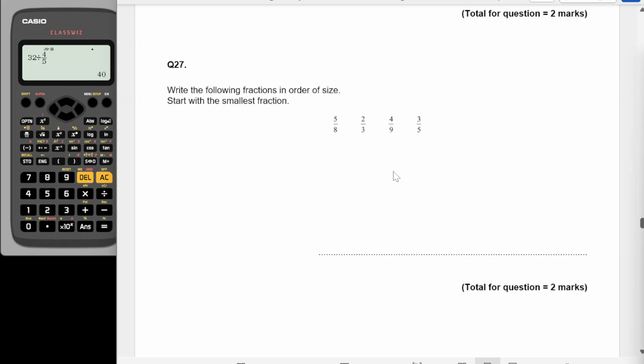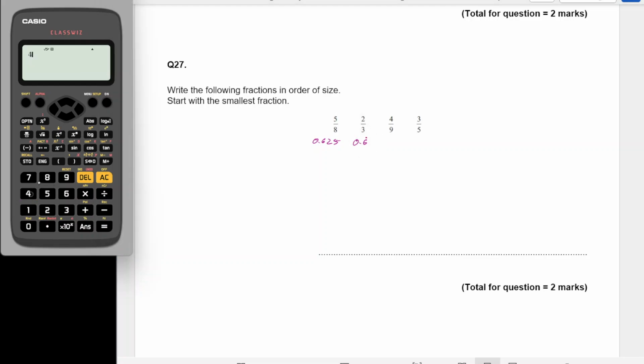Okay, 27. Write the following fractions in order of size, starting with the smallest. So we had a similar question to this earlier. I would do it the same way. So I'd write them all as decimals, convert them to decimals, fairly standard on a calculator. So 5/8 is 0.625, 2/3 is 0.6 recurring, 4/9, 4 divided by 9 equals 0.4 recurring, and then 2/5 is the same as 0.4. 3/5 is 0.6. So in order of size, the smallest one there is 4/9.